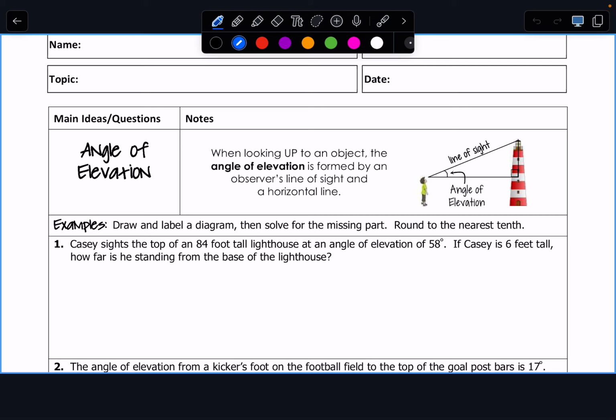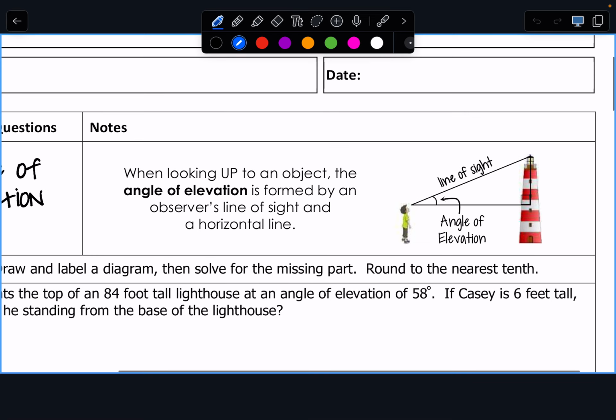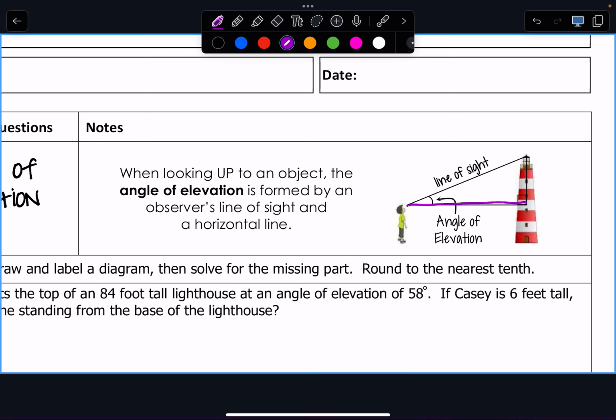Here's the deal. You are going to see two words throughout the problems you encounter today. The first is angle of elevation. The angle of elevation is the angle between where you would be looking horizontally and where you are looking. This guy would be looking straight ahead, but is looking up at the light tower. So here is our angle of elevation.